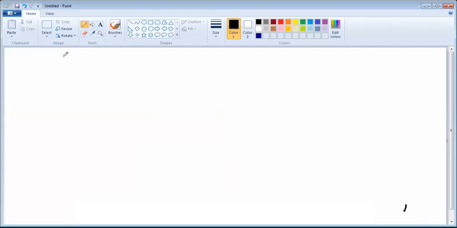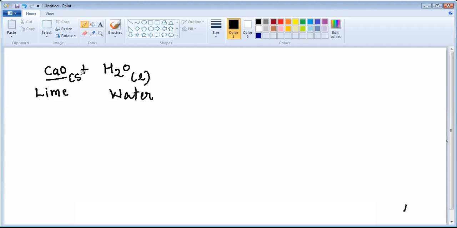Okay. So let us study a few more examples. Suppose you take one compound which is known as calcium oxide. This is also known as lime. When you add this lime to water, which is a liquid, the reaction between the calcium oxide and water gives us the new compound which is known as Ca(OH)2.